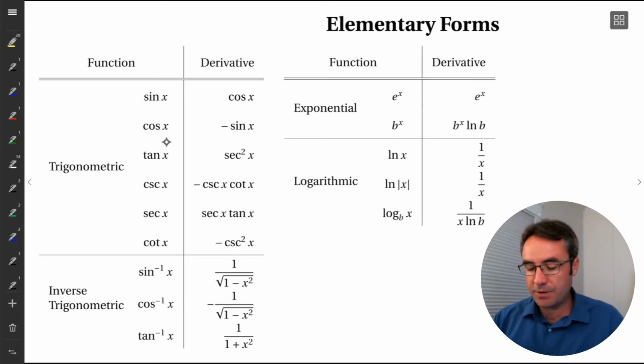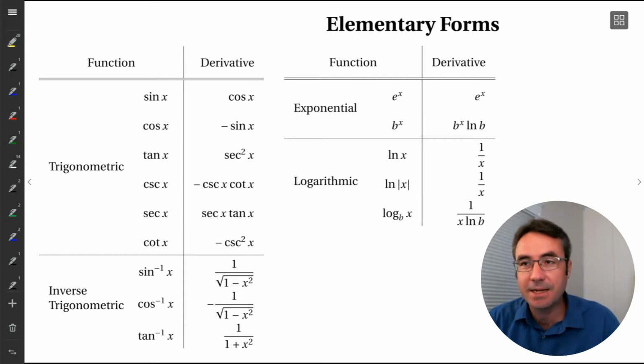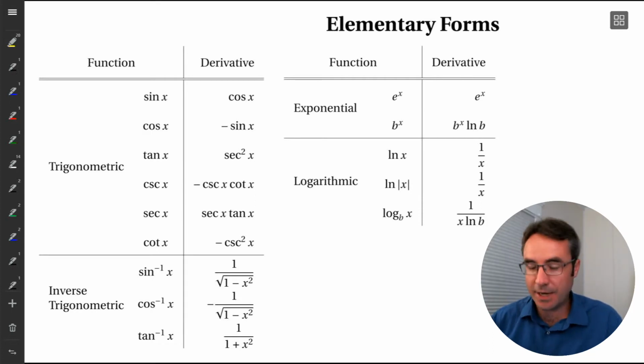We have our 6 trig functions, so sine, cosine, tan, cosecant, secant, and cotangent. We have our three main inverse trig functions. Technically there's 3 more, but we primarily look at inverse sine, inverse cosine, and inverse tan. We have our exponential functions, e to the x, and then a general exponential function, b raised to the power x, where b can be any number greater than 1, generally is what we look at.